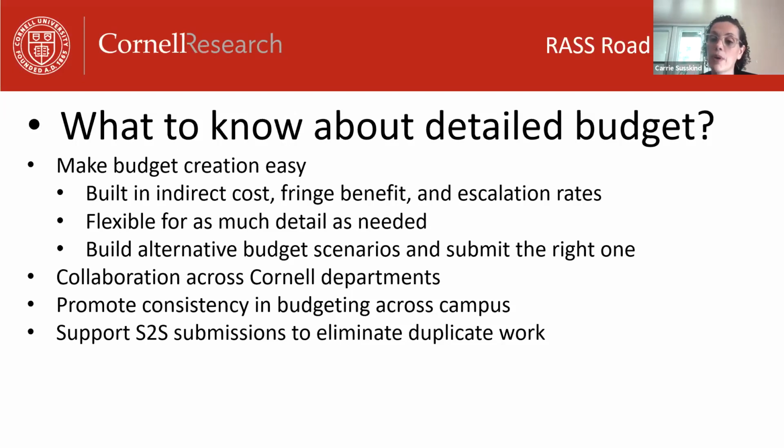It's going to support collaboration across Cornell departments. So there's a concept where you can build a budget and then have what's considered a split budget as part of that. So if the overall budget is split between a PI and a co-PI, you could use this budgeting tool to allow people to work on that budget at the same time. So collaboration across there. And the overall goal is to promote consistency with budgeting across campus. And then once we get to our system-to-system submission, it will help to eliminate duplicate work.